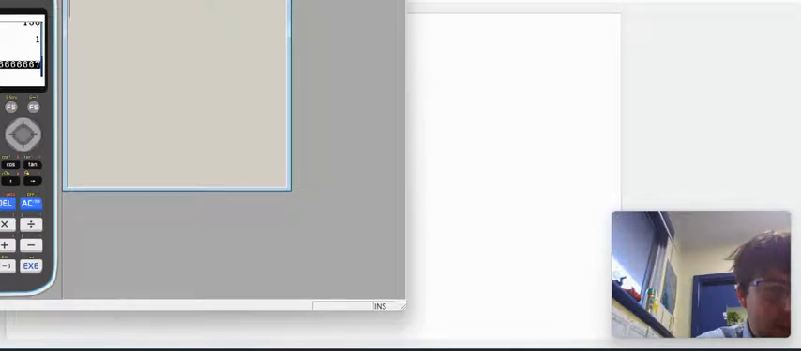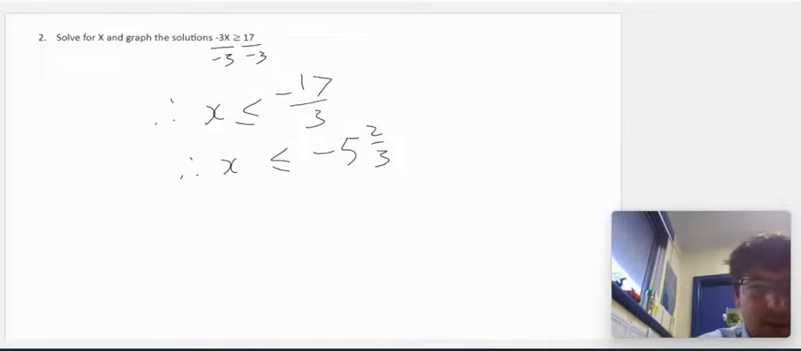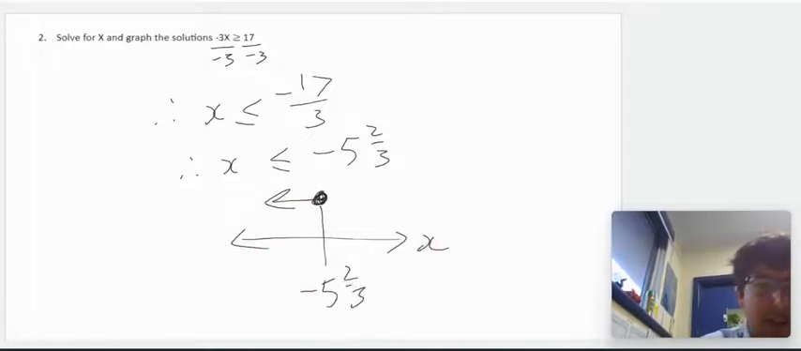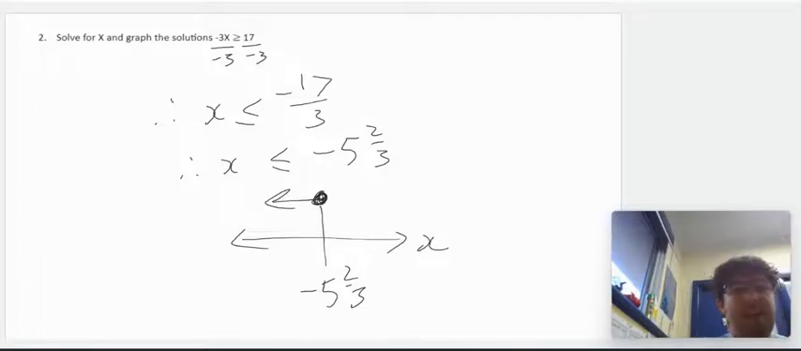It'll actually give you it in decimal form there, which is 5.66667, so that's minus 5 and 2 thirds. So then we just draw it. It's less than or equal to, so we do the dot at minus 5 and 2 thirds, and it's x. There we go. Happy days. All right, let's move on to question 3.